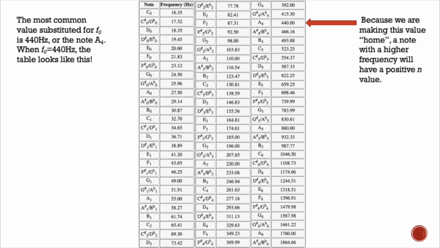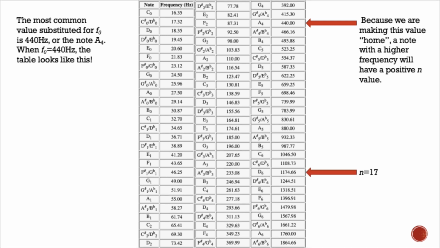Because we're making this value home, or a fixed note, a note that has a higher frequency will have a positive n value. Here we have this represented with n equals 17. The note D6 is 17 half steps away from A4, and it vibrates at a higher frequency, we see.